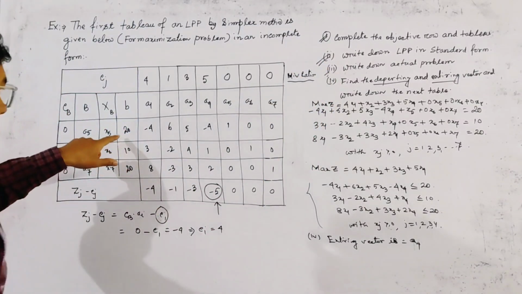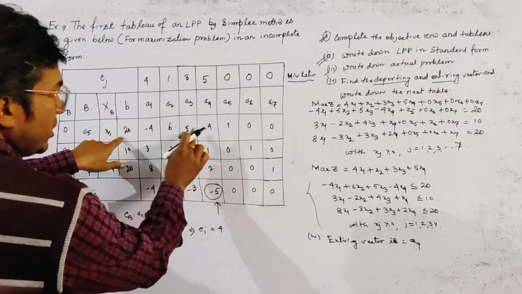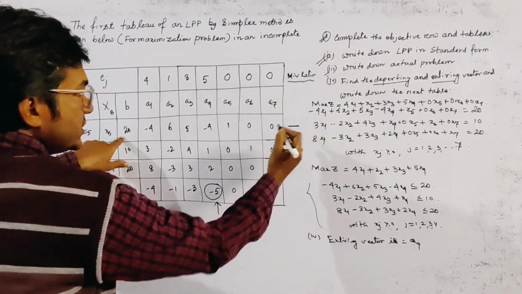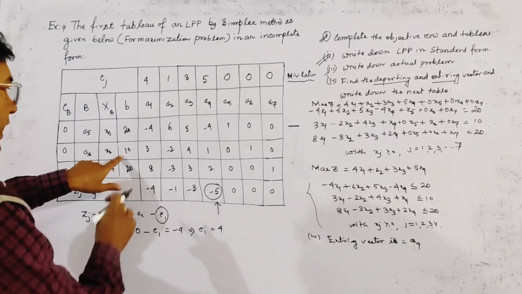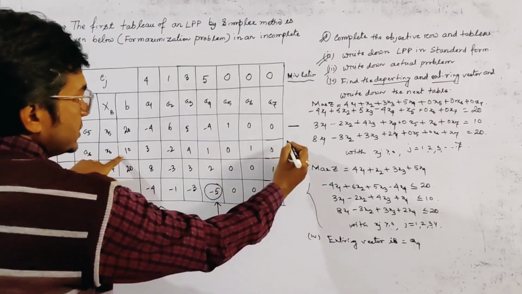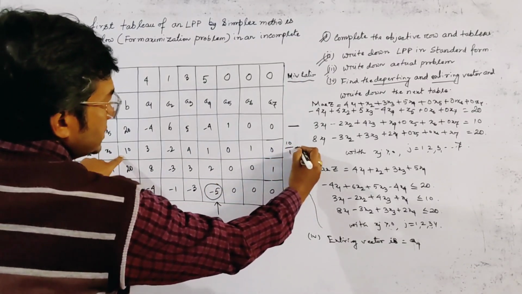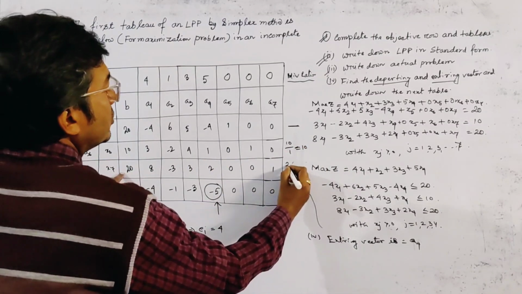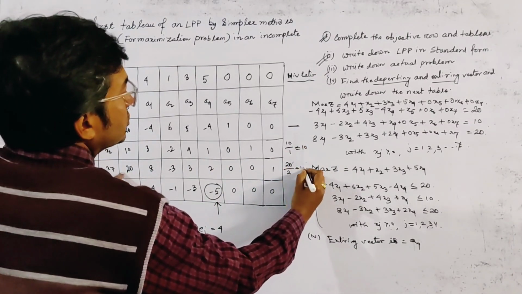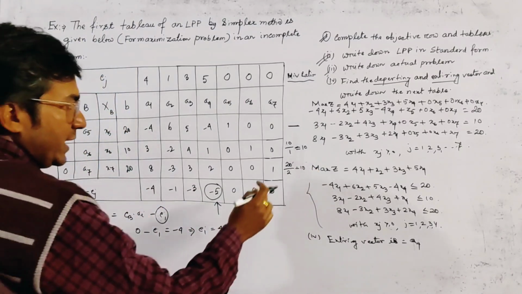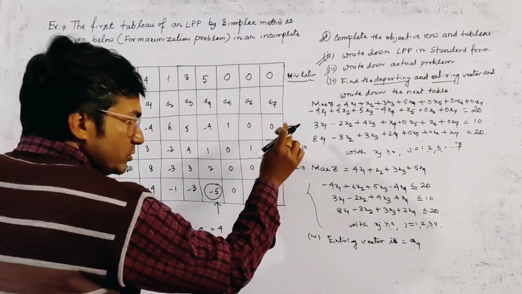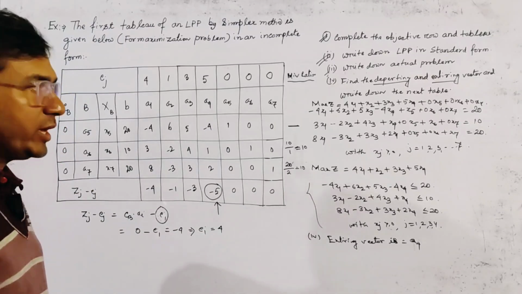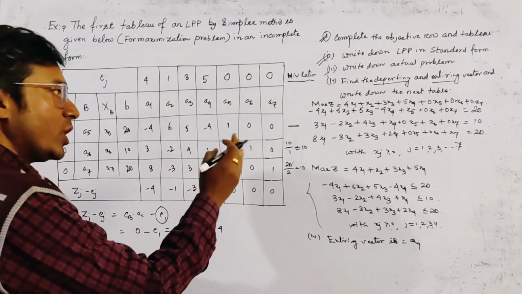Okay, the min ratio is given by 20 by minus 4. Since this is negative, we cannot calculate the min ratio for this row. But 10 by 1 is equal to 10, and 20 by 2 is also equal to 10. And since there are two 10s, a tie arises here.